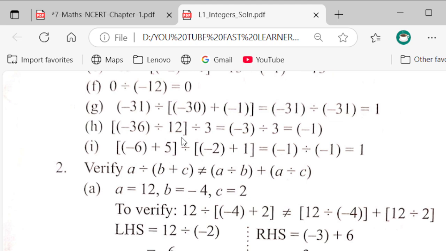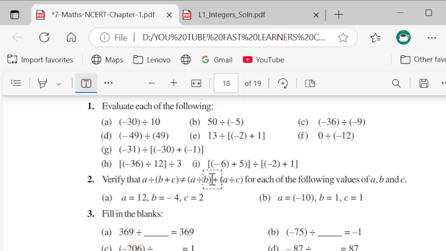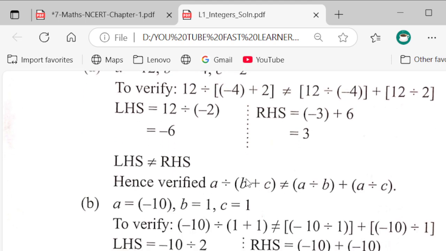Here minus 36 divided by 12 divided by 3. So here this one, first we will solve the bracket. The answer is minus 3, and then the answer comes, that is minus 1. Now there is a verification given over here. Let's see. We have to verify this thing, and we have to place the value of A, B and C. Here both the side values are given, and you are supposed to write those values and verify.